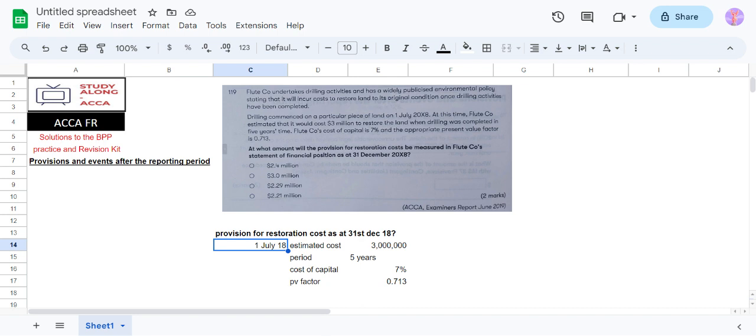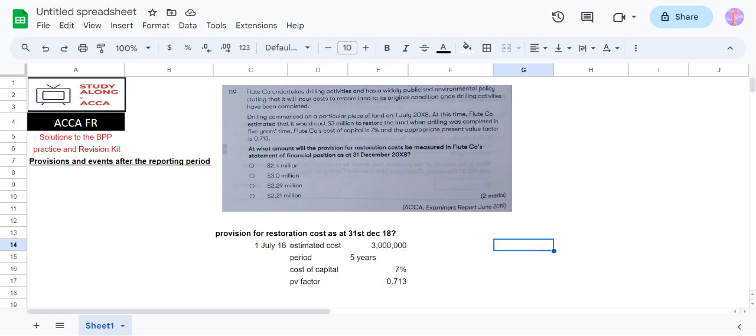The estimated cost to complete the restoration once the drilling is completed is 3 million. The period is 5 years. They will be doing the drilling for 5 years. At the end of 5 years, they will restore the land. For that, they have an estimated cost of 3 million. The cost of capital is given as 7% and the present value factor is also given, 0.713.